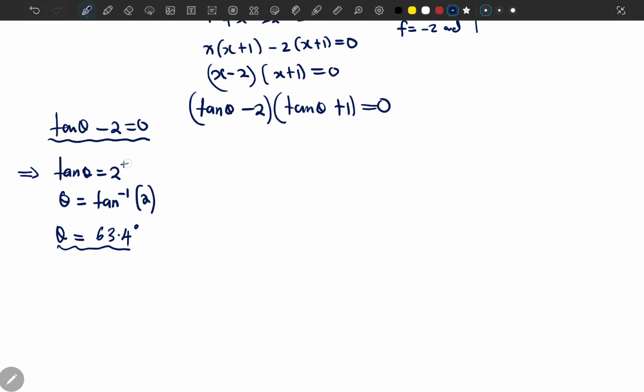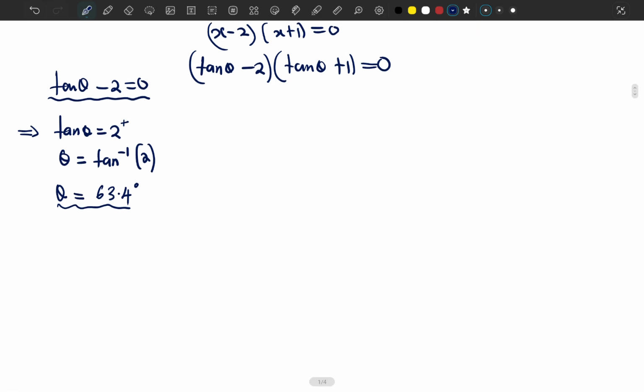Since here it is positive, where else is tan positive? Tan is also positive in the third quadrant, isn't it? So you go to the third quadrant. In the third quadrant, it will be 180 plus 63.4. So the other angle that we'll be getting is 243.4 degrees. So we keep this as well. Then we go to tan theta plus 1 equal to 0.